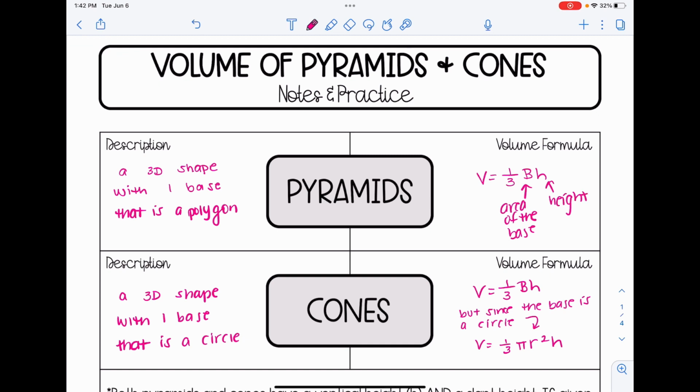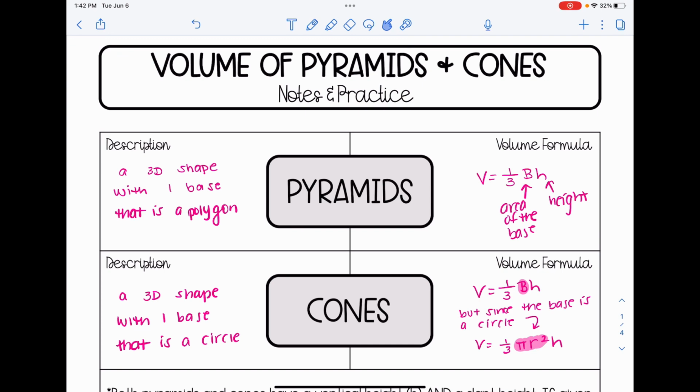Now, since a cone is very similar to a pyramid, it's also the same volume formula. However, since all of the bases of the cones we're going to see are circles, instead of using capital B, we could replace it with pi r squared, because basically capital B, area of the base, is pi r squared whenever the base is a circle.